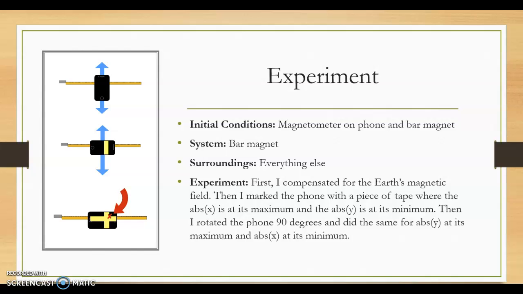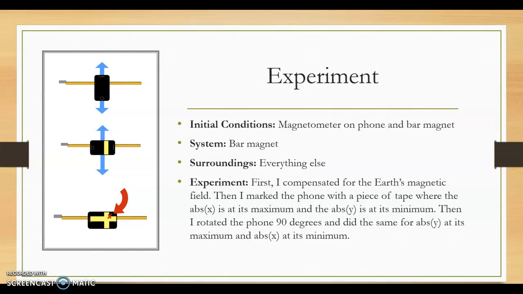Now for the experiment, the procedure was first I had to compensate for the Earth's magnetic field, and if I didn't do this, then all of my results would have been skewed. After I did that, I marked the phone with a piece of tape where the absolute value of x is at its minimum and the absolute value of y is at its minimum. And you can see that in the second image.